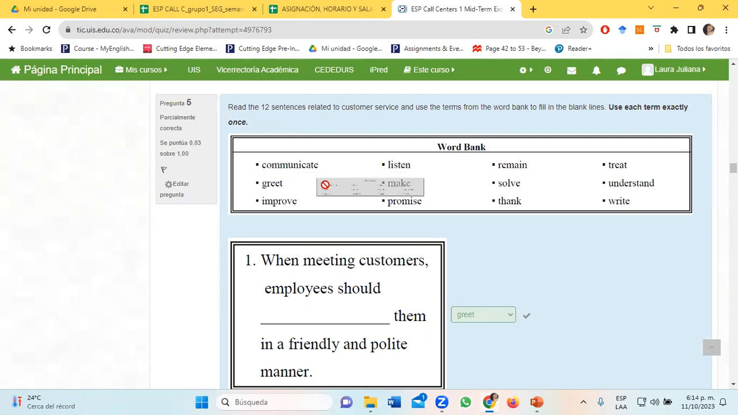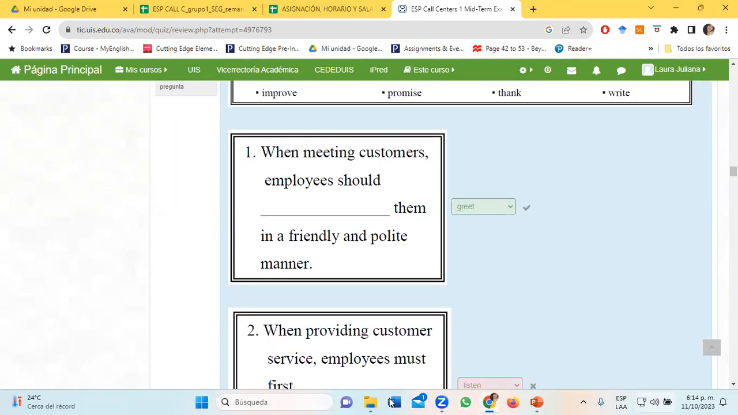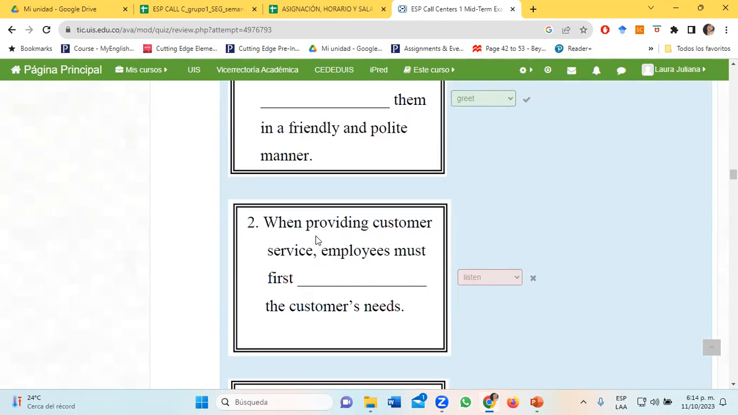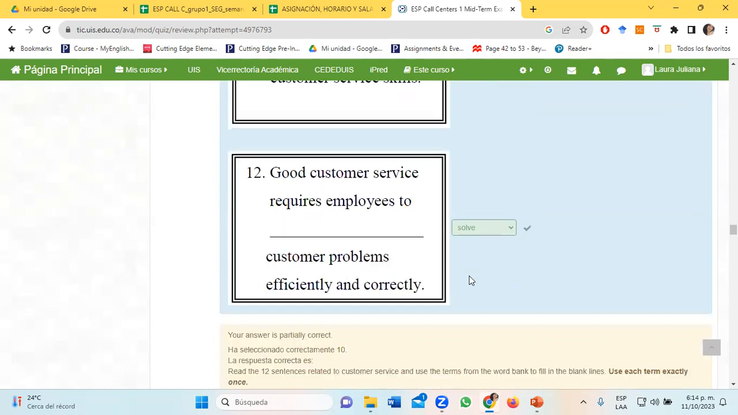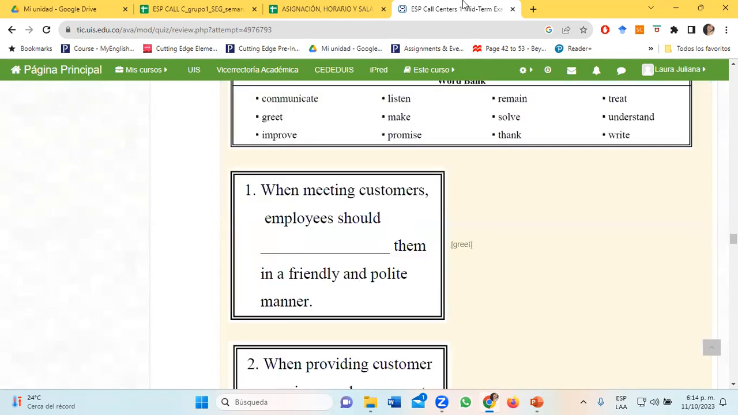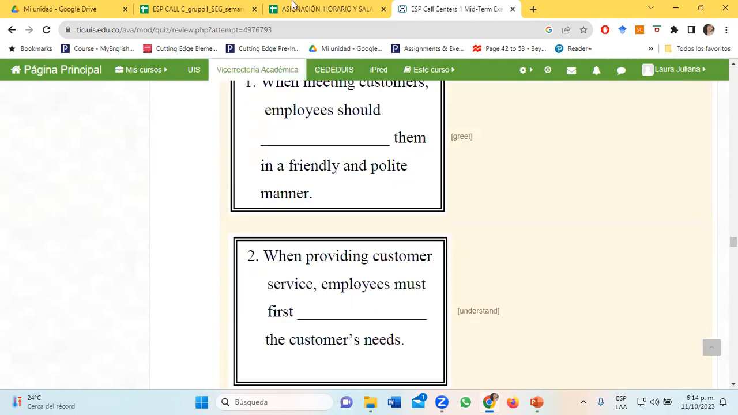It was to use one of these verbs to complete the little signs. So the first, when meeting customers, employees should greet them in a friendly and polite manner. Let's see, what was the answer here? Okay, let's double check here. So number 2, when providing customer service, employees must first understand the customer's needs.